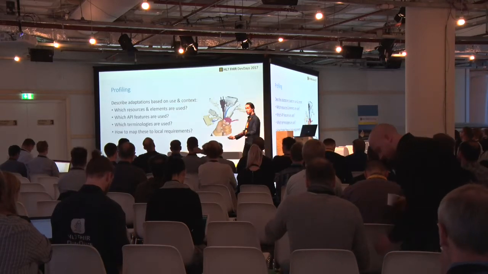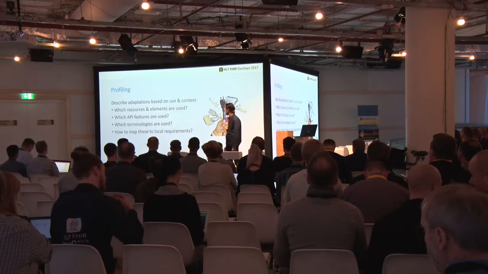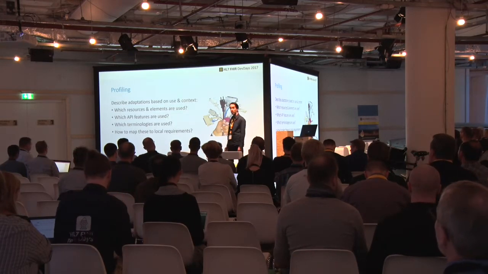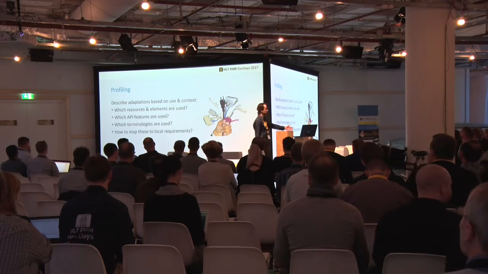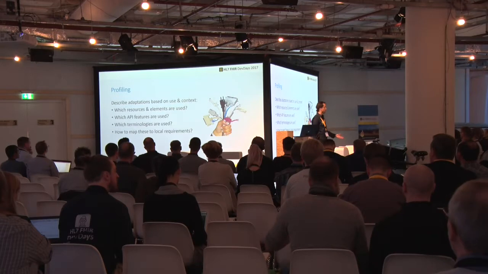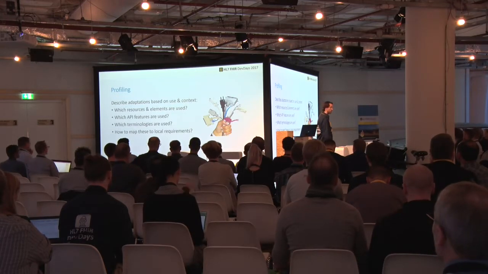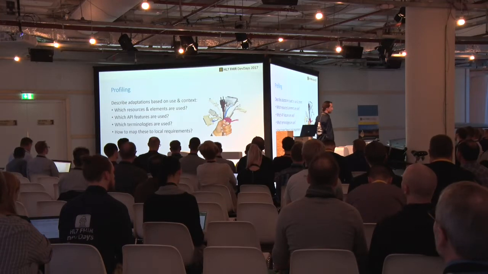So, which resources do I use in my use case? Which elements are important and which aren't? Which API features do I require in my use case? Which operations, which search parameters, for example? Which serialization formats do I require or do I support? Which terminology bindings do I support? And how do I map these to my use case?